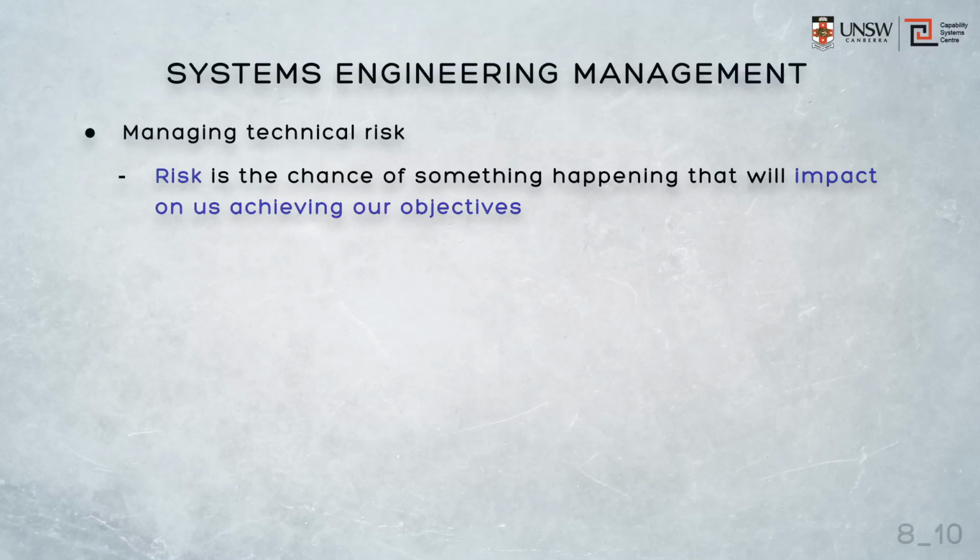Technical risk could include delivering a system that is not up to the required standard in terms of function and performance, or is not able to be maintained in accordance with the support concept, or is not sufficiently reliable to carry out its intended purpose, or is too expensive or difficult to produce in the required quantities.